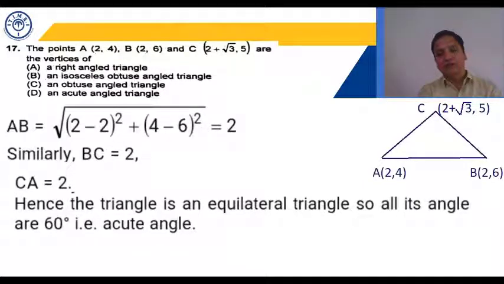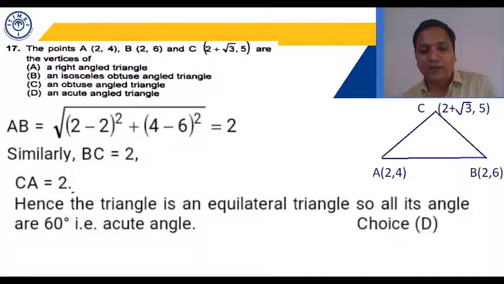Fourth choice. Now choice D says to us that it's an acute angle triangle. Had equilateral triangle been given in the first option, we wouldn't have gone to the other options. But since equilateral is not given in the options and we got 60 degree angles, it's an acute angle triangle. So we mark the answer as choice D. I hope this is clear.